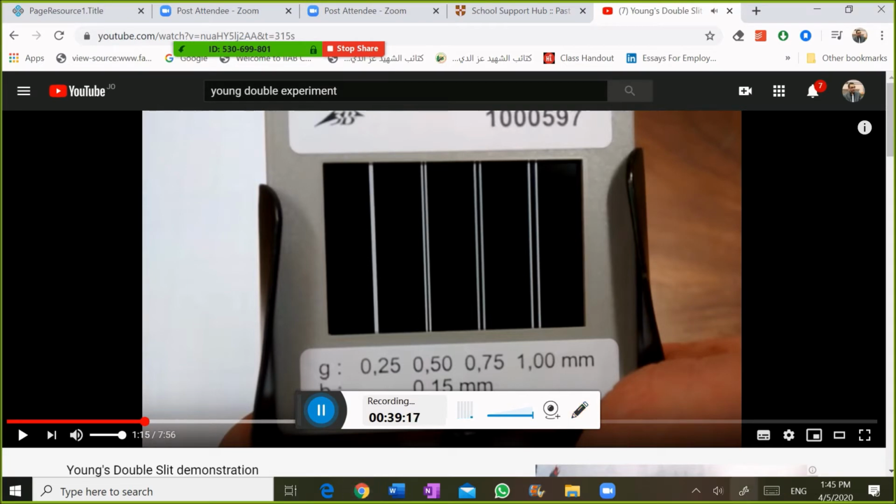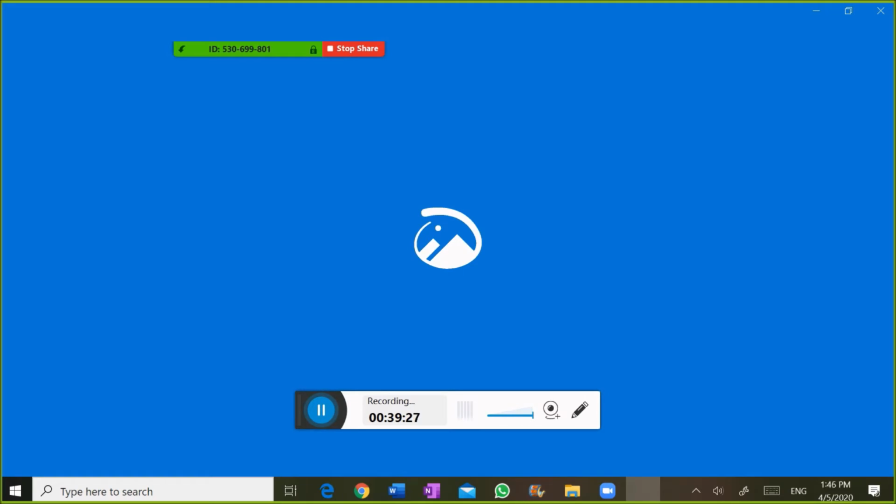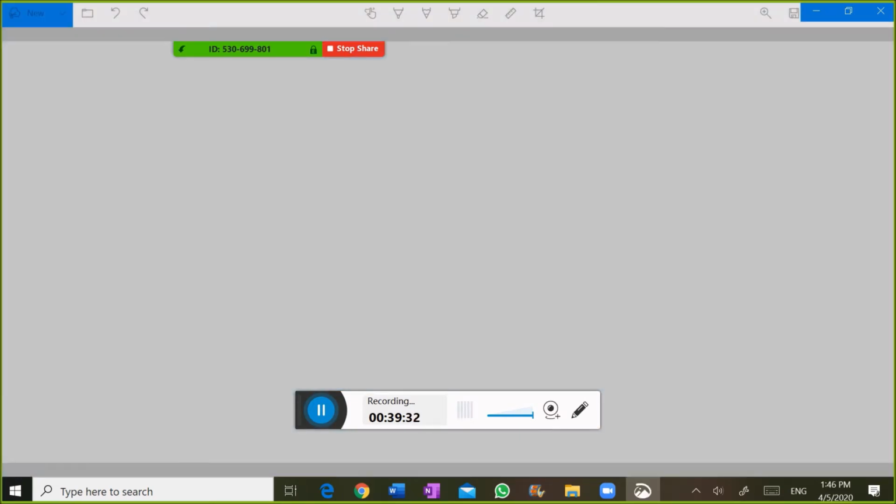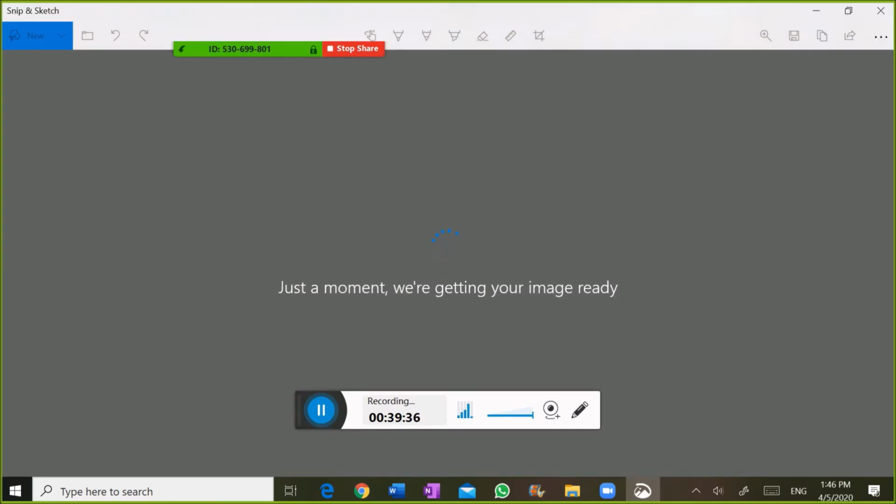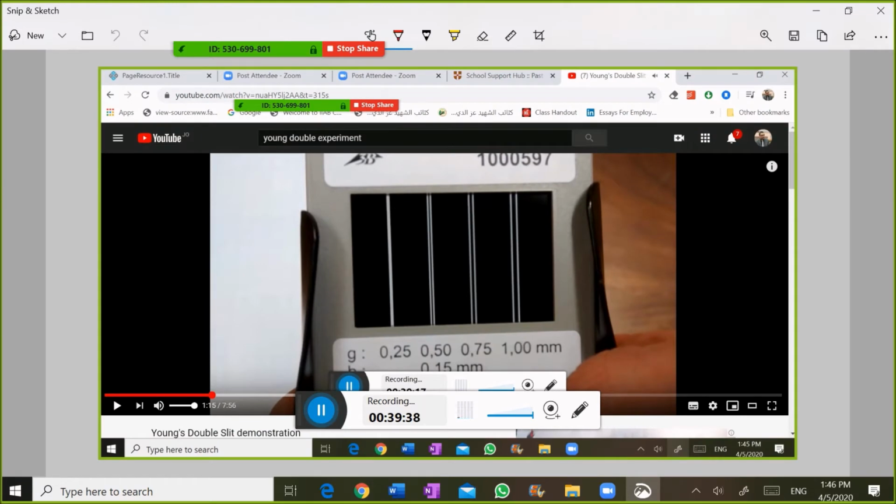Okay, guys, here this is called a double slit. Here we have several double slits in this sheet. Okay, these slits are separated at different distances. Here they are very close. Here, look at the separation between the slits.